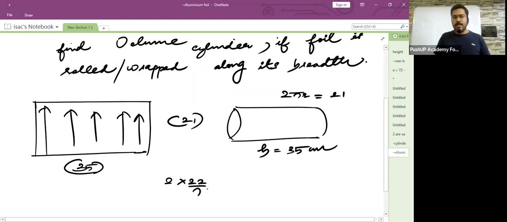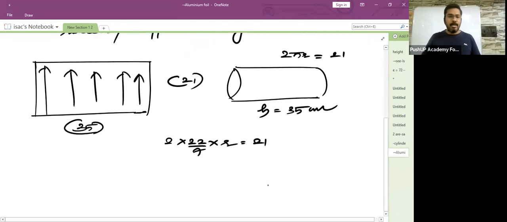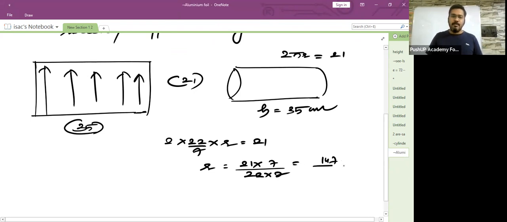2 into 22 by 7 into r is equal to 21. Now, r is equal to 21 into 7 divided by 22 into 2. How much is it going to be? 147 divided by 44. Children, please don't convert this into a decimal value as of now. Okay, leave it like that.